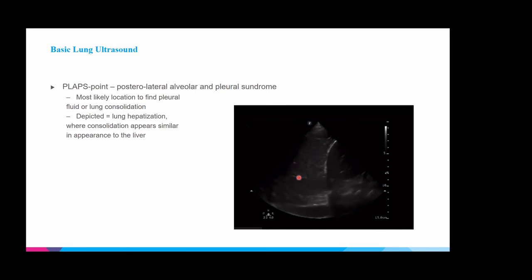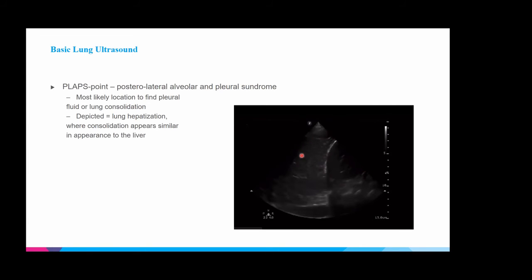And so depicted here, we have the diaphragm. It's shown as the hyperechoic bright white curvilinear structure here. And so anything to the left of it is above the diaphragm. Anything to the right of it is below the diaphragm. So this is probably liver here.